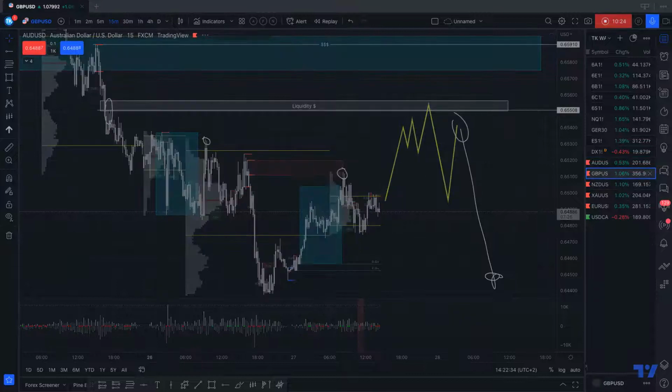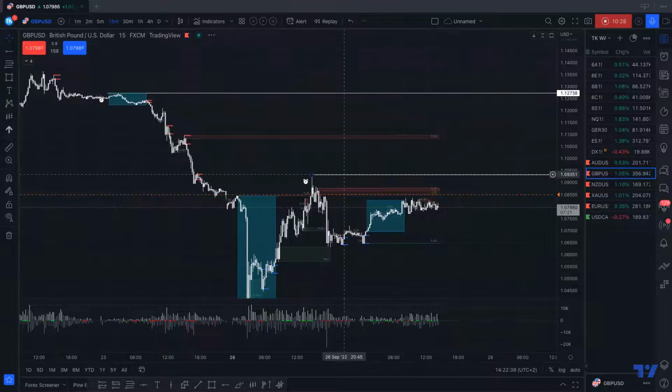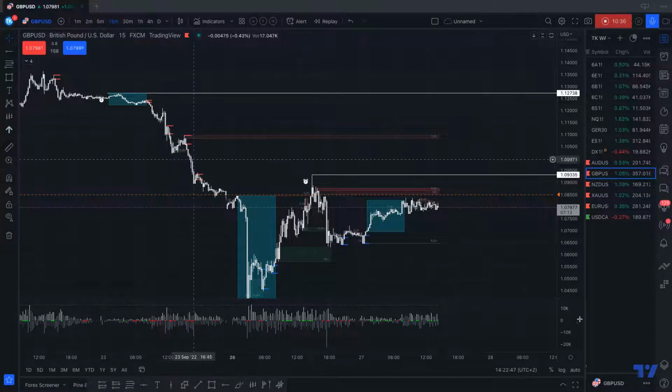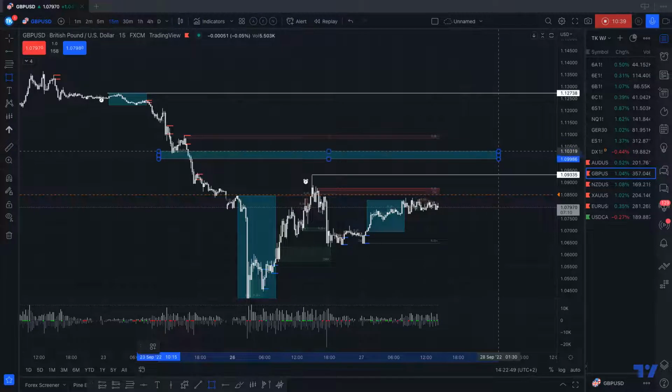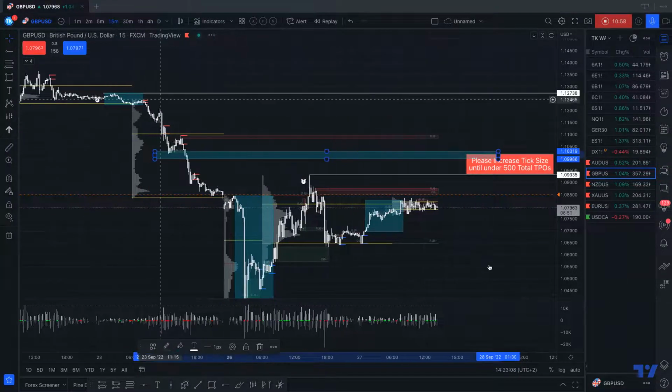Same thing on GBPUSD. I'm going as quick as possible. This is the liquidity zone that I'm waiting for, because I prefer much more confirmations. So this, for example, is this liquidity, this volume area, and this one, as you can see. And obviously the last one will be here, on the top of this Asian session.